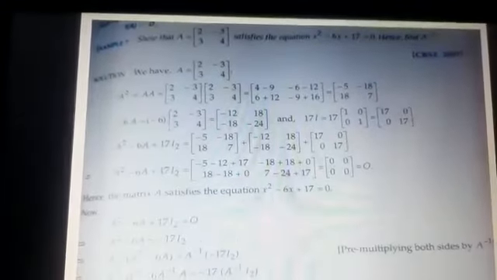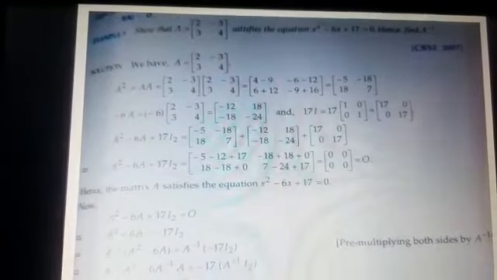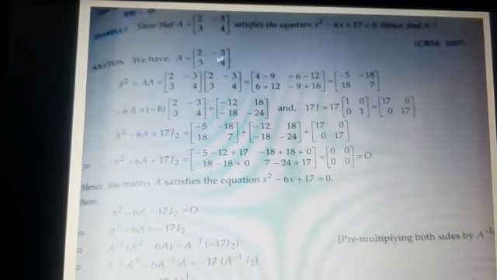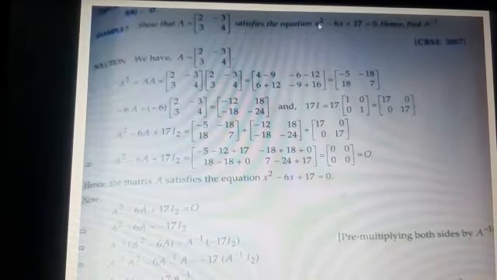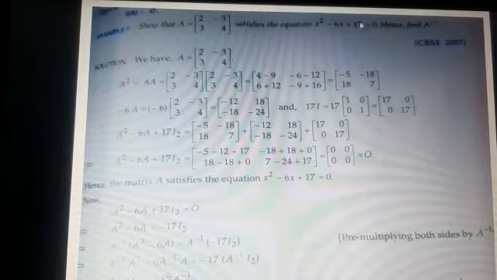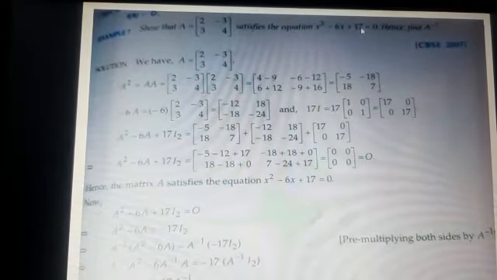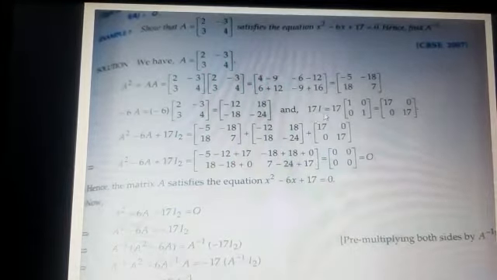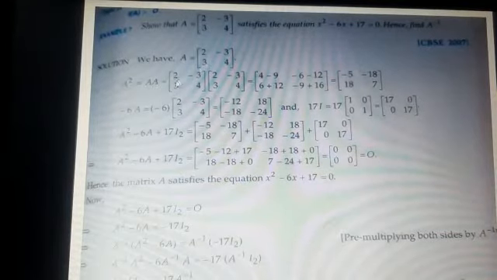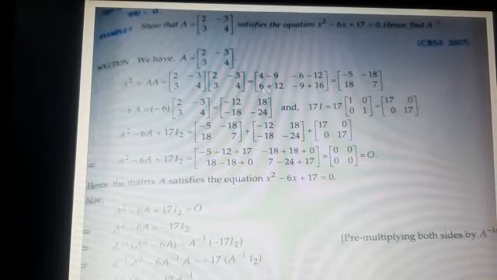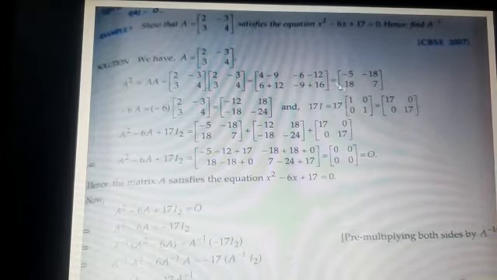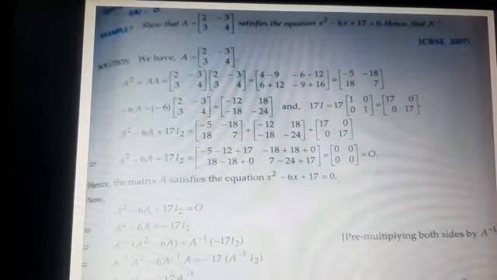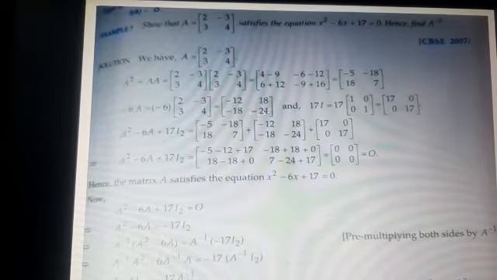So to find A inverse, we have to use this equation. Because matrix A is satisfying this equation, in place of x I can write A. So it will become A square minus 6A plus 17, but 17 is a real number, so we have to take I here. We have to multiply 17 by I, 17I, to get the result. So A square means multiplying A twice. Here they have multiplied A with A to get this matrix A square. Then minus 6A, that is multiplying minus 6 with A, you will get this one.